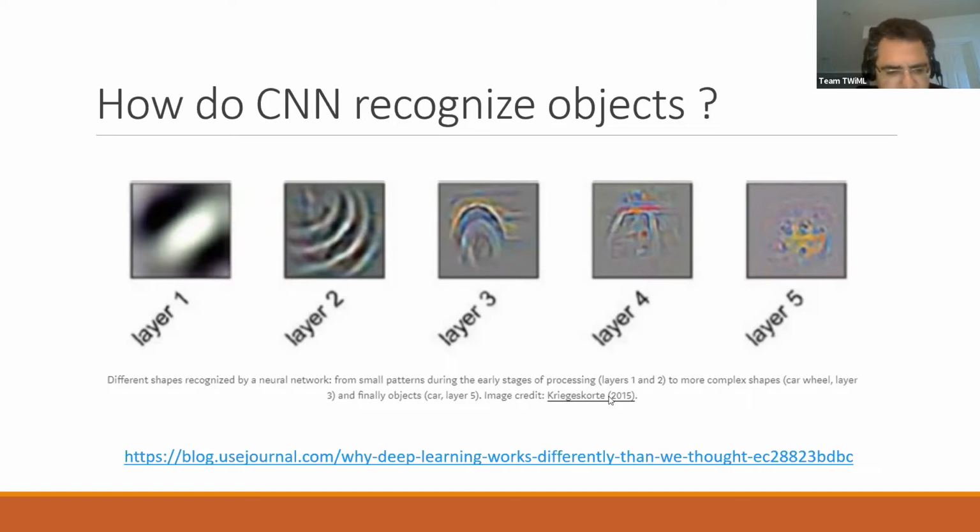There are also people trying to think that CNNs recognize objects the way humans recognize objects. But nobody knows that for sure.